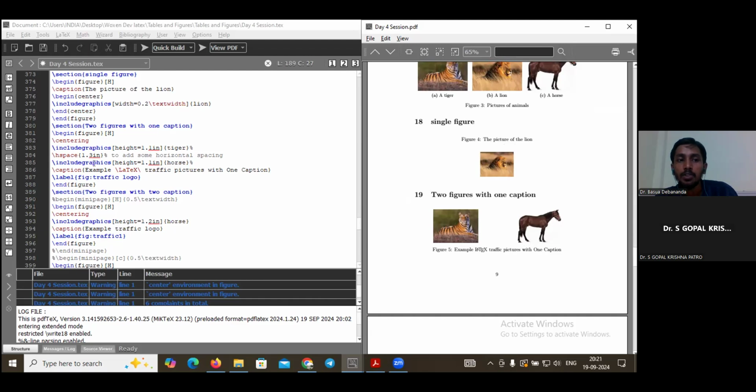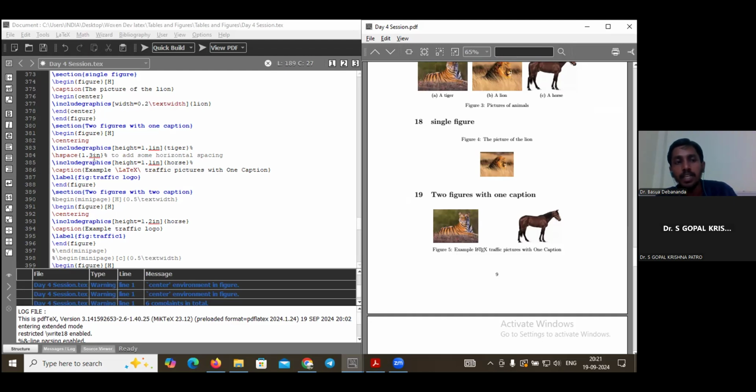Then I have mentioned \includegraphics, the height of the horse. Okay. Now this is the horse and this is the tiger. Between these I will need the gap. Now I have mentioned \caption as this. Okay. \caption, example: LaTeX graphic pictures with one caption. Okay. \end{figure}. That means you have to write two includegraphics, because you want two figures with one caption. That's why you have to write two includegraphics commands.